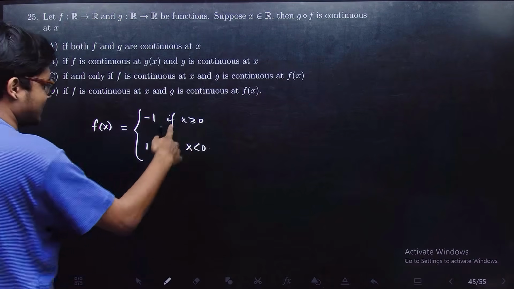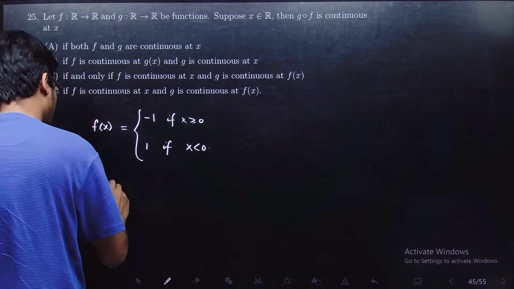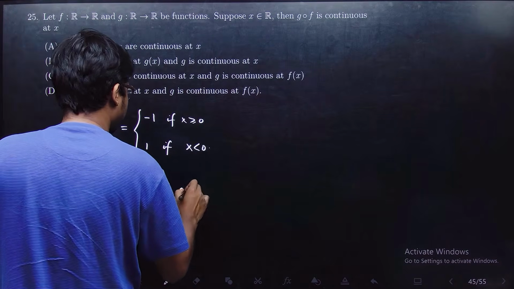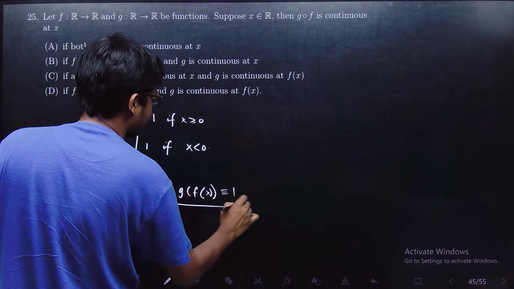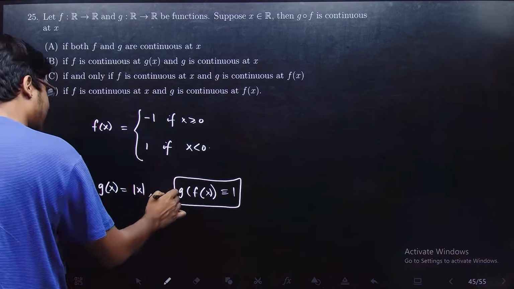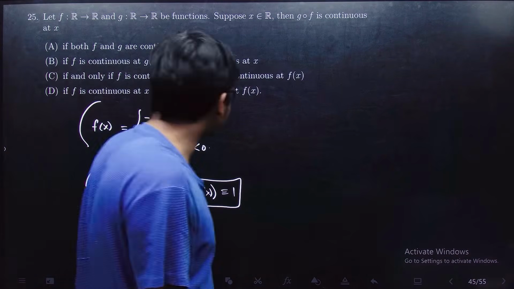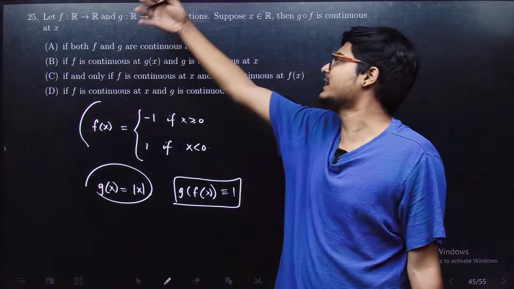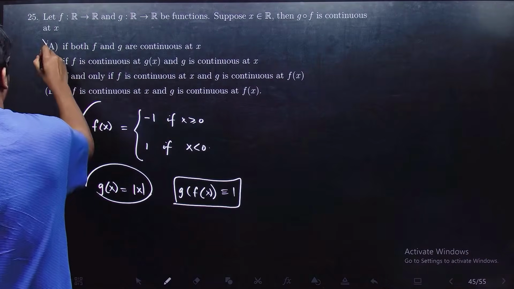So clearly you can see that this function has a discontinuity at x equal to 0. And let's say I take g of x to be just mod of x, okay? Then you can see that g of f of x is going to be identically equal to 1 for every value of x, right? It's a constant one function. So this is continuous, but for this to be continuous, we don't need both f and g to be continuous. You understand? So the first condition is not the correct condition, okay? So even if both f and g are not continuous, we can still have g of f to be continuous, okay? Okay, so option A is incorrect.